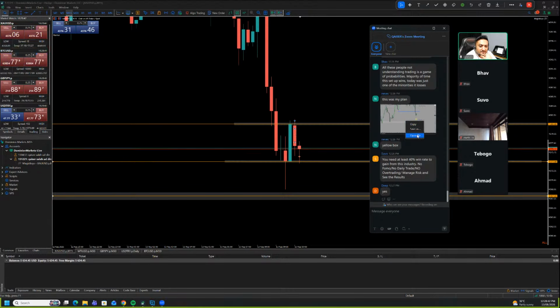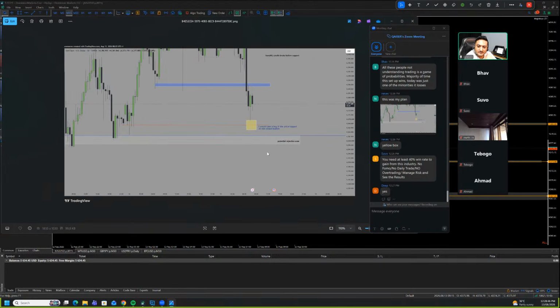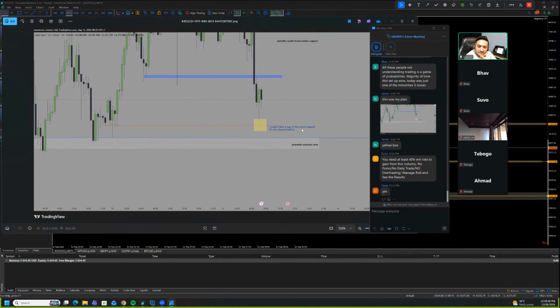Neves actually sent me something here. So I would take a buy if the price tapped and the 30-minute closed bullish somewhere here. Okay. But what about this one? It tapped this area, buddy. It tapped this area and closed with a healthy body.